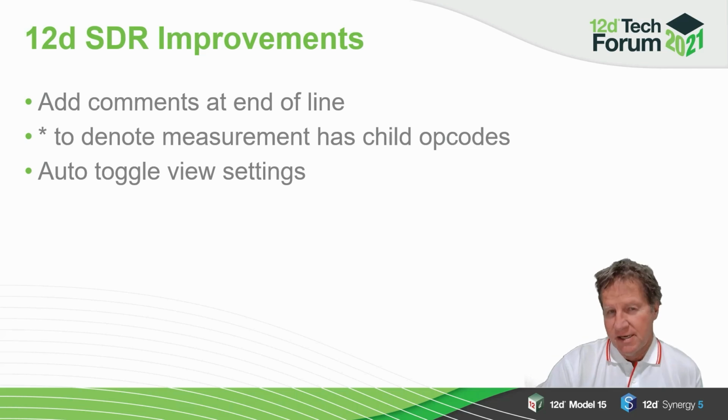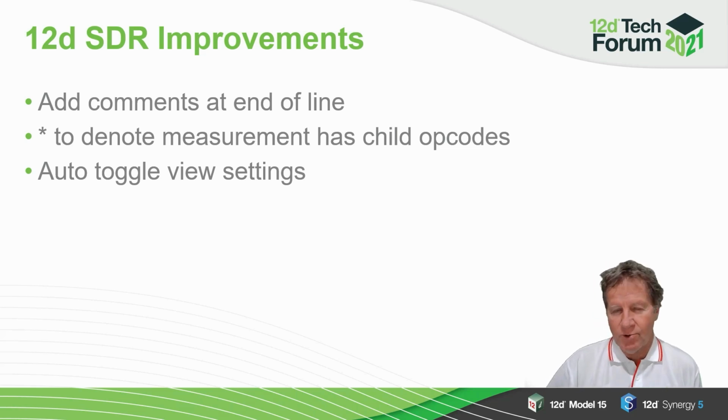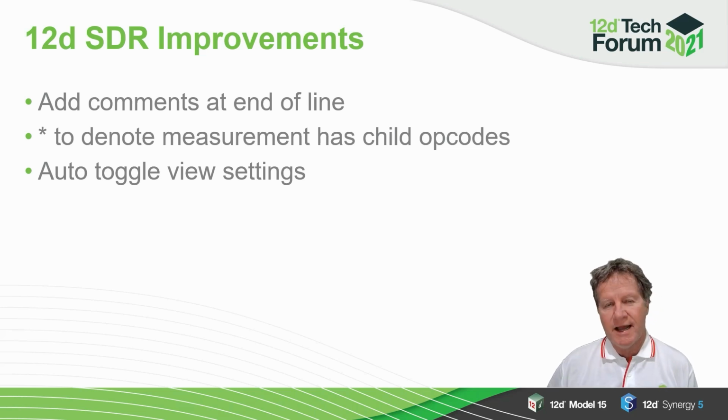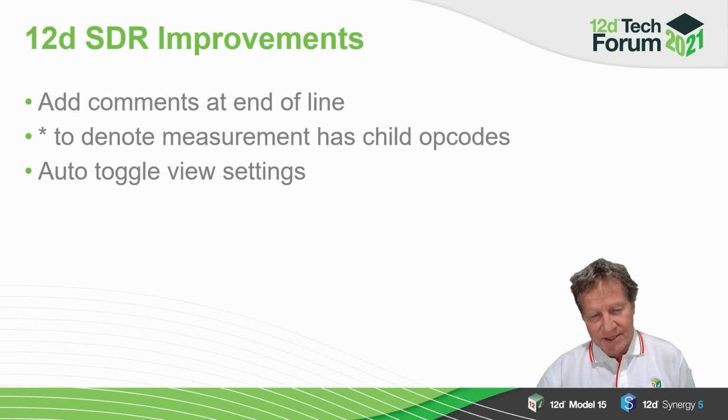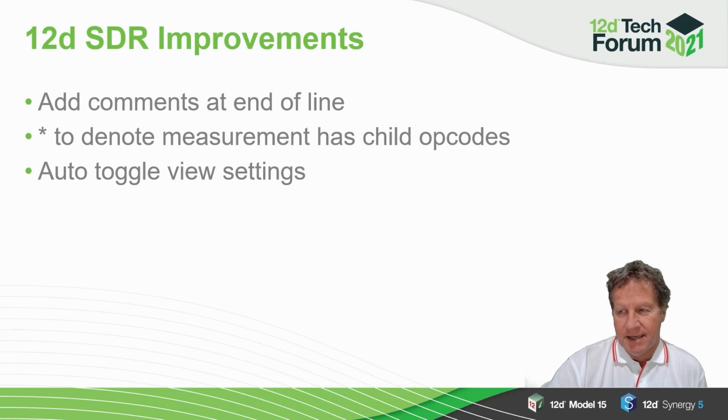Auto-toggling view settings. This is a big one. Normally, you find yourself having to toggle on and off point IDs or Z values or other settings endlessly as you zoom in and out from your survey, because obviously when you zoom out too far, you have too much information there. So this auto toggle will actually just highlight the string in question within the SDR editor. Again, I'll come back and demo this shortly.